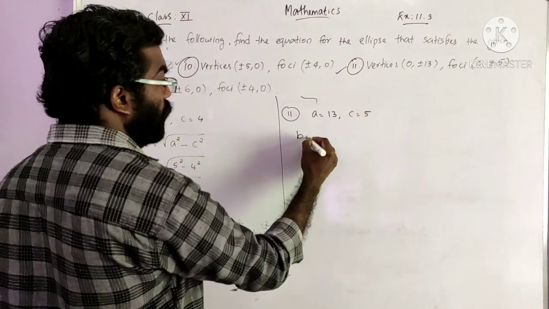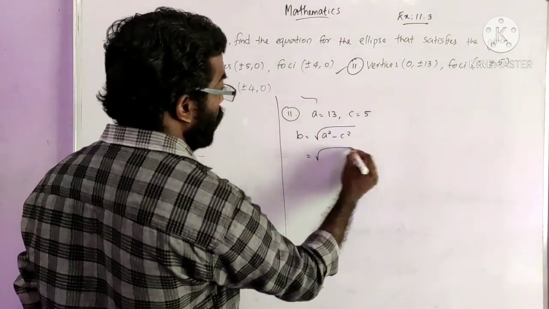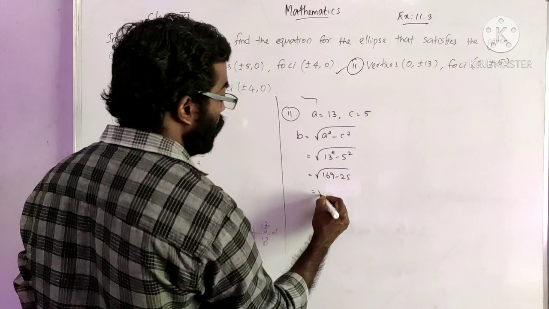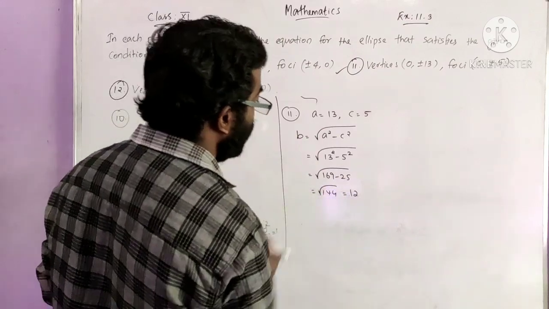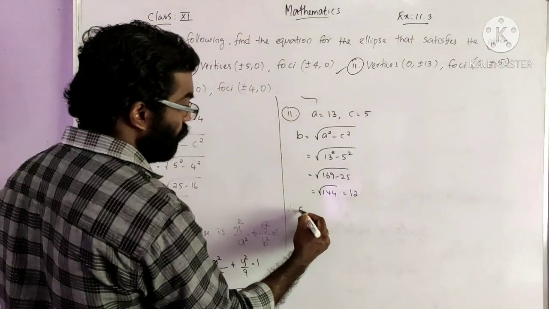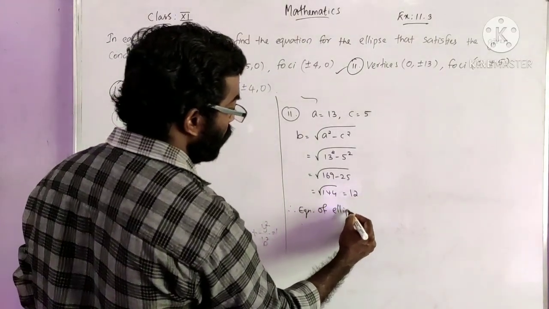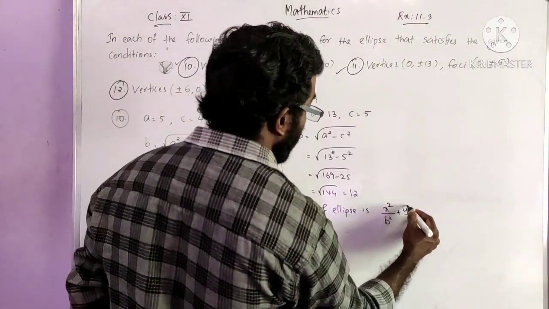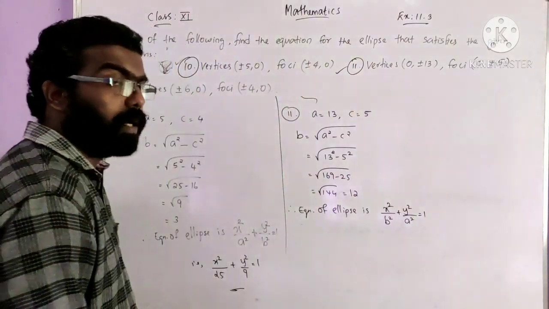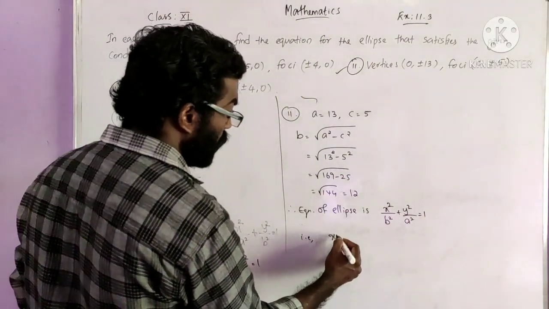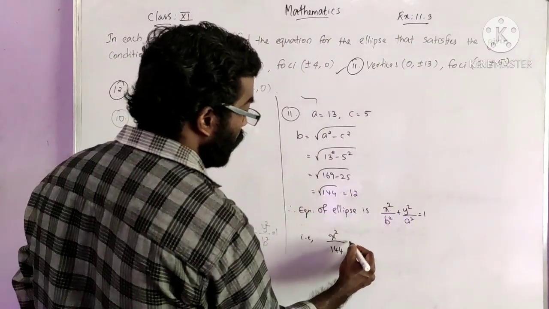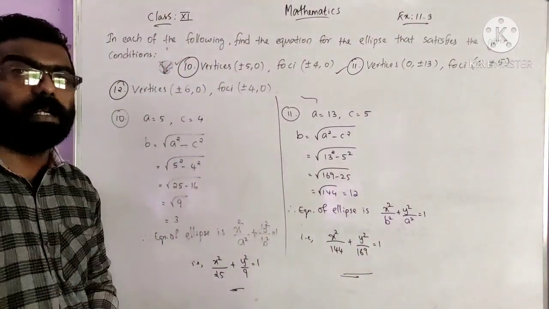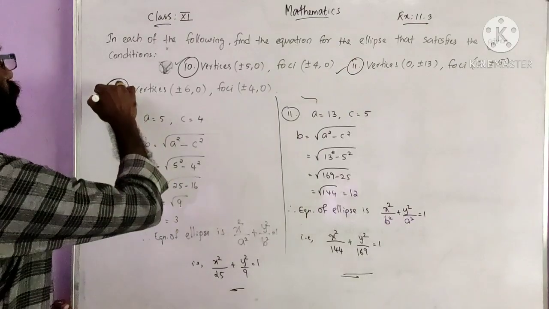So b is equal to root of a square minus c square. Here root of 13 square minus 5 square. Root 169 minus 25, that is root 144, which is equal to 12. Now we can write the equation. Therefore equation of ellipse is, it's of the second type, x square by b square plus y square by a square equal to 1. Okay, that is x square by b square, 12 square 144, plus y square by a square, 13 square 169, which is equal to 1. Clear?